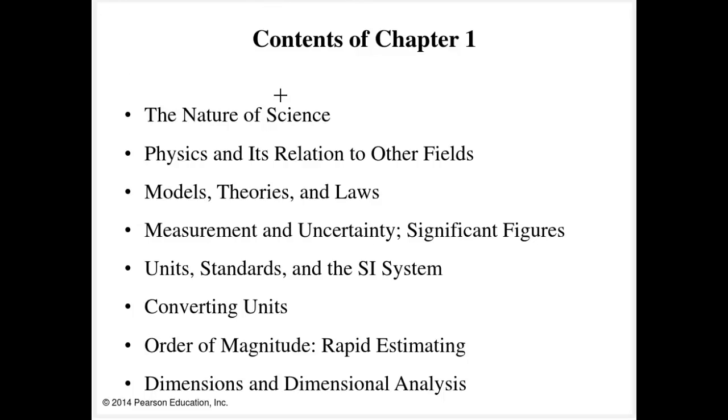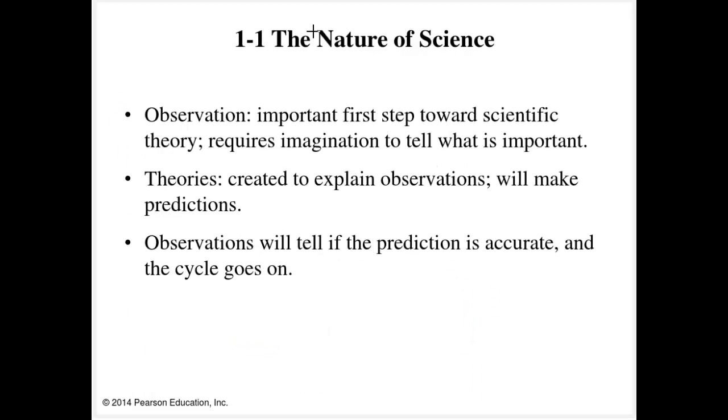First, we'll start by introducing the nature of science and what models, theories, and laws are, just kind of getting some of the semantics out of the way. Then we'll talk briefly about uncertainty and significant figures. The really important part of this chapter is going to be the SI system of units that we'll be using. If you've taken other science classes, you're already somewhat familiar with it. We'll get some practice with converting units, and we'll talk briefly about dimensions.